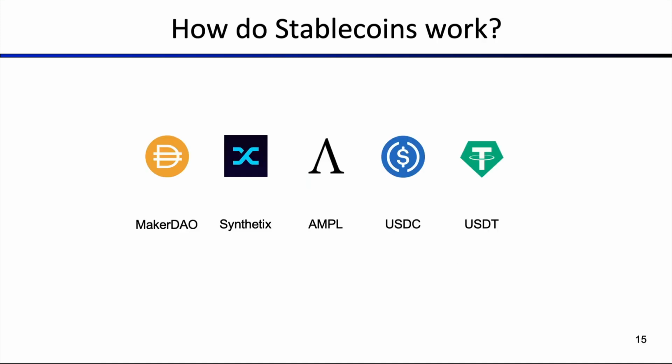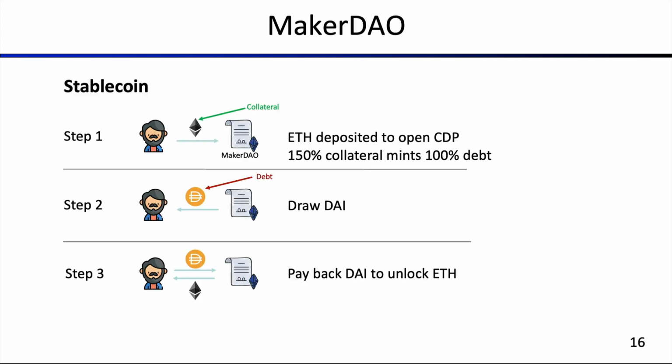So now we have a bit of a background. Let's dive into how stablecoins work on the current smart contract enabled blockchains. We will look at 5 stablecoins specifically, one which we have already seen, MakerDAO. We look at Synthetix, Ampleforth, USDC, and USDT.